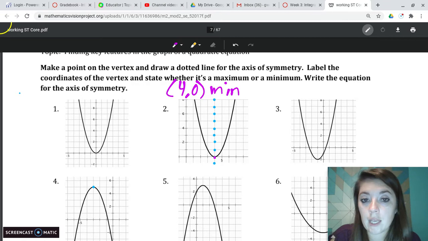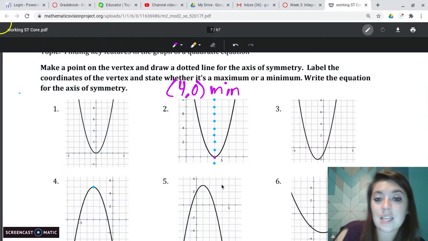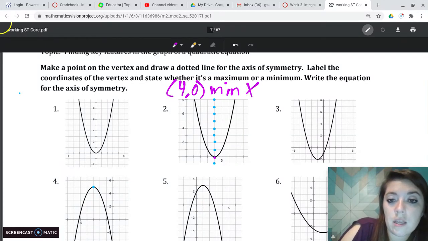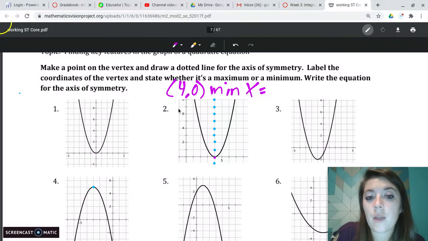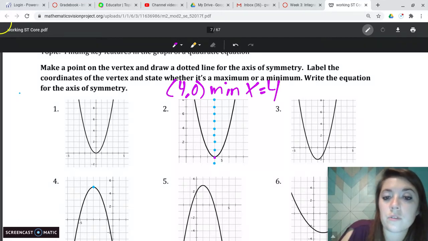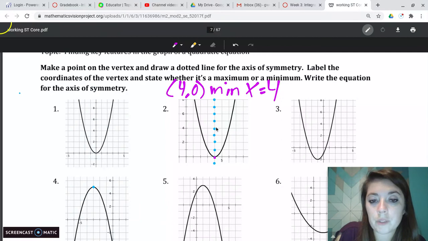Now you're probably panicking, going, oh my goodness, we have to write an equation. It's not actually as bad as you might think. The equation is always the equation for a vertical line, which is an x equals equation. So x equals, and then whatever the x coordinate of your vertex is, that is your equation. So it's x equals 4 because it's this dotted blue line right here. And so it's only going through the value of x equals 4. So that's why we write x equals 4.